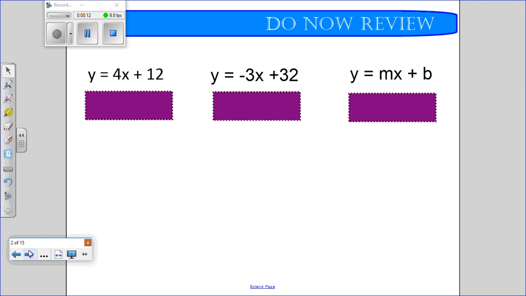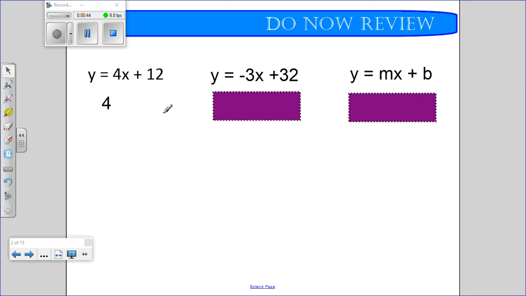All right, in your do now, it asks you to find what is the slope of these lines. So let's look at them one by one. We remember this form is the y equals mx plus b form. And our slope for this first one is whatever's in front of the x. So that one is 4. If we didn't get 4, we need to figure out what we were looking at wrong.